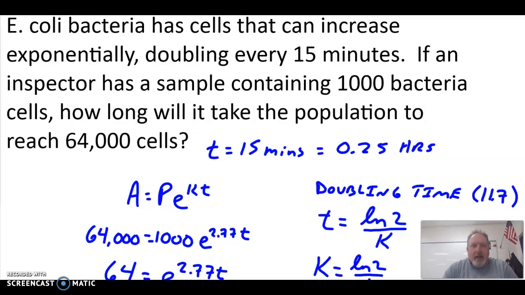All right, number 9, E. coli bacteria can increase exponentially, so it doubles every 15 minutes. So, if you had 20 cells in 15 minutes, you'll have 40, and in a half hour, you'll have 80, and so forth. So we have a sample containing 1,000 bacteria. We want to know how long it's going to take before we have 64,000.